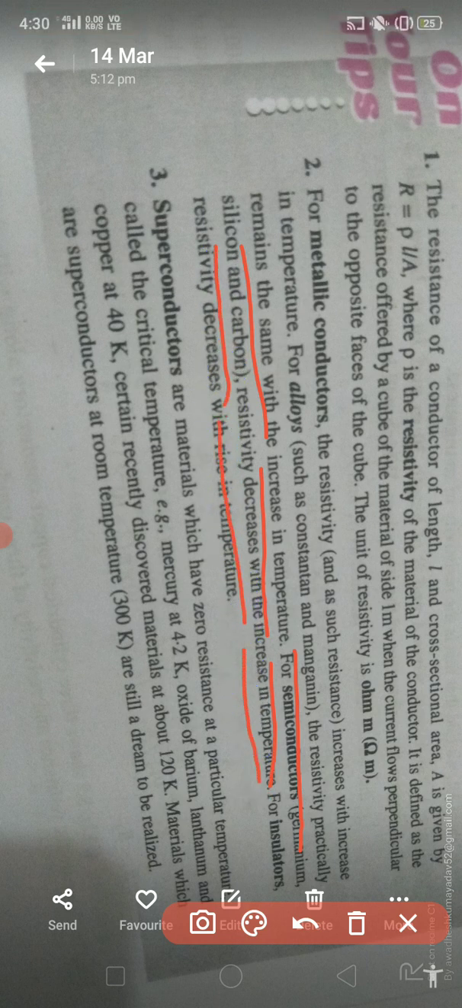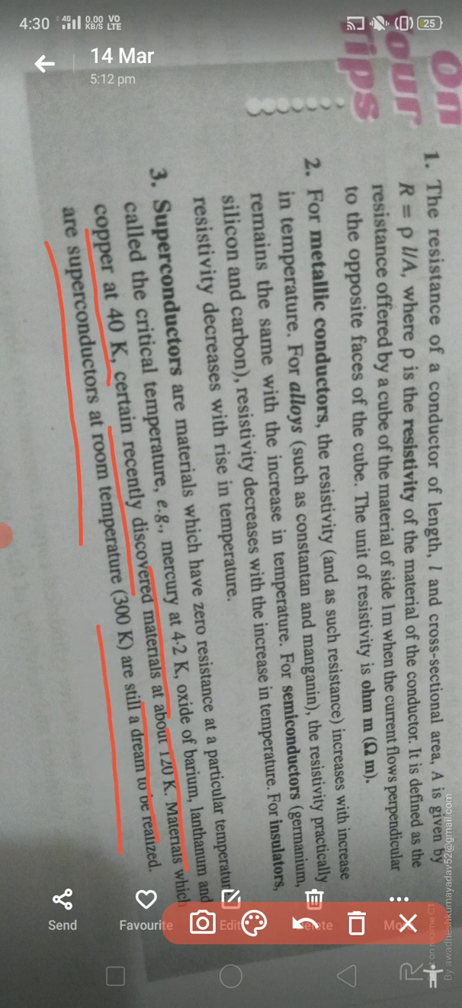For alloys such as constantan and manganin, the resistivity practically remains the same with increasing temperature. For the semiconductors germanium, silicon and carbon, resistivity decreases with increasing temperature. For insulator, resistivity decreases with the rising temperature.